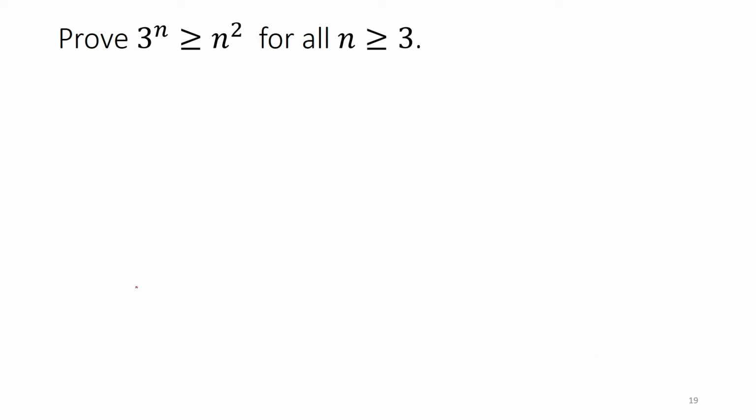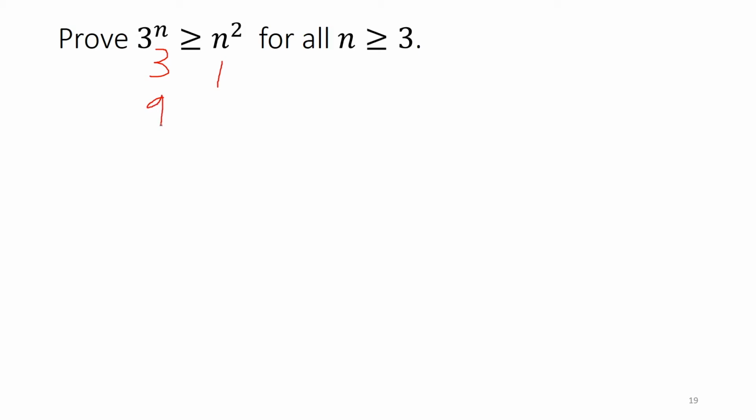This is 3 to the n is greater than or equal to n square. So if you have 1, this is 3, and this is 1. Yeah, that is correct. If you have 2, this will be 9, and this will be 4. That's still correct. But I want to show it when n is greater than or equal to 3.